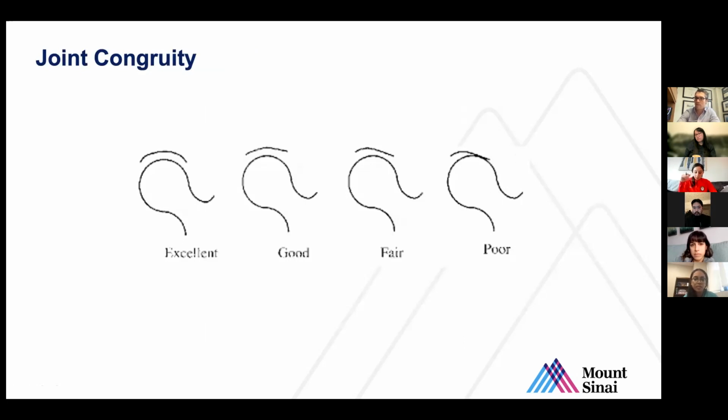Joint congruity. So you see, this is all weight-bearing dome. In addition to Tönnis, so this would be like a Tönnis grade 2, and when you look for joint congruity, it's in relation to the weight-bearing dome.